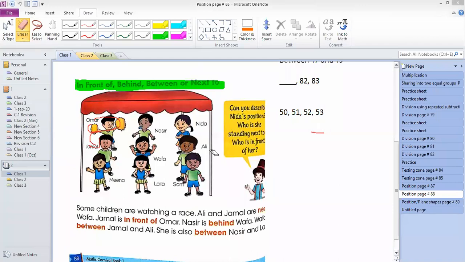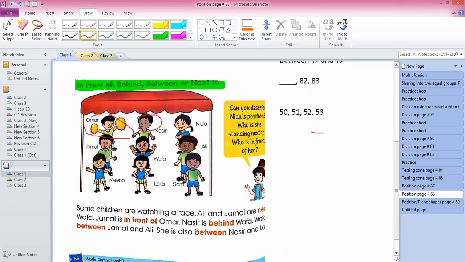Thank you, guys. So the next concept was about in front of, behind, and next to. So guys, I told you in the last class that for the last one, we use behind. Like if you see this Umar, Umar is behind this Jamal. Okay. And if you see this Nasir is behind this Wafa, okay?